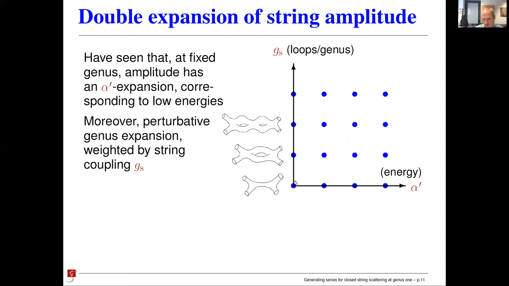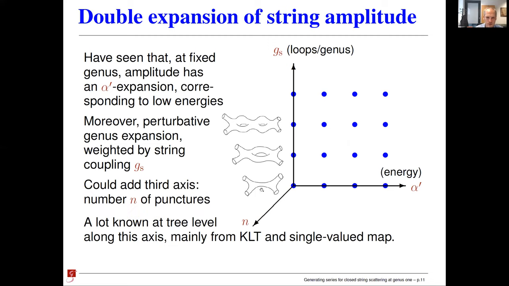And Einstein gravity in some sense sits mainly here, and then you get all these alpha prime corrections to it, or you can also have perturbative string corrections. This is the way that I've drawn it. This is for four points, for four gravitons, and of course you could also add another axis to this where you change the number of points in your correlation function. And as long as you stay at tree level, there's also a lot known when you do this change here. Less is known at higher genus, but this will be now the main topic of the talk.